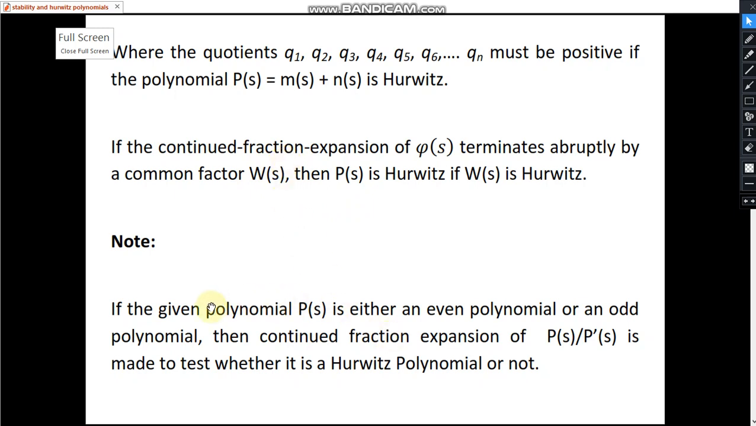Now suppose the given polynomial is an even polynomial or odd polynomial. Suppose it is an even polynomial, then the odd part must be 0. Then we will not be able to find out the continued fraction expansion of the ratio of odd to even or even to odd. So if it is an even or odd polynomial, if m(s) is 0 or n(s) is 0, then what is to be done? Instead of finding the continued fraction expansion of m(s) upon n(s) or n(s) upon m(s), we find the continued fraction expansion of p(s) upon p'(s). We differentiate this p(s) and then we can find out the continued fraction expansion.